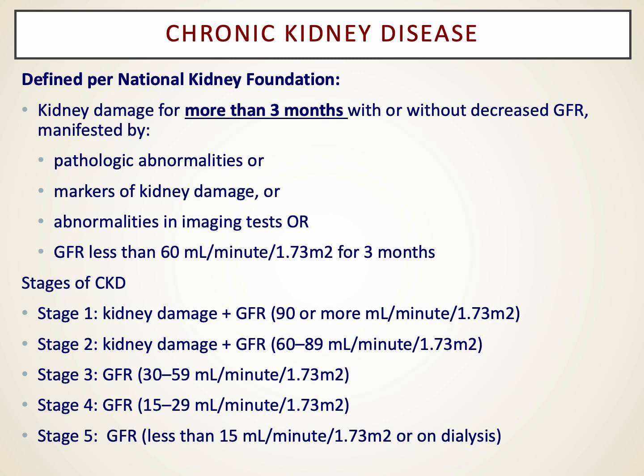With chronic kidney disease, the National Kidney Foundation looks at kidney damage for more than 3 months as a definition of chronic kidney disease, and then they have the stages that are listed in the lower half of this table. You could have kidney damage with a GFR that's 90 or more. That's considered stage 1. Stage 2 is GFR of 60 to 89, stage 3, 30 to 59, and so forth. So you can see those stages listed by the NKF.